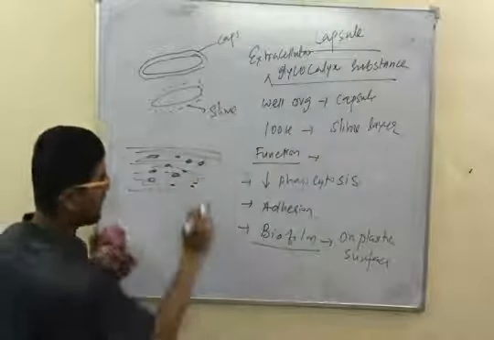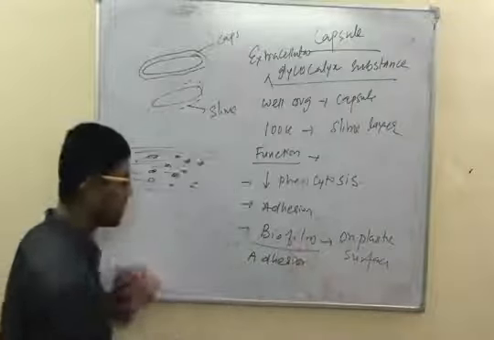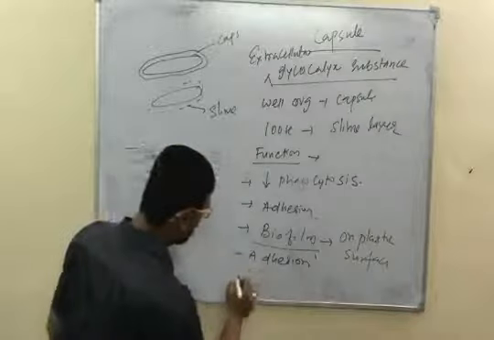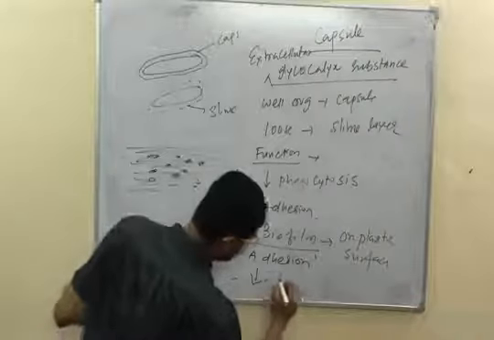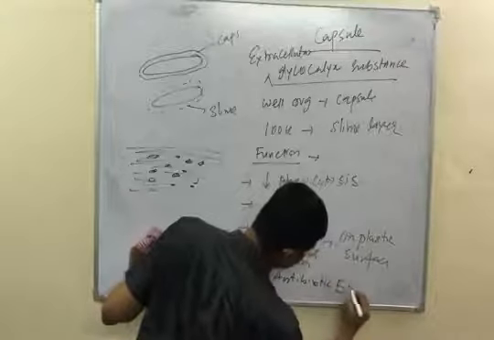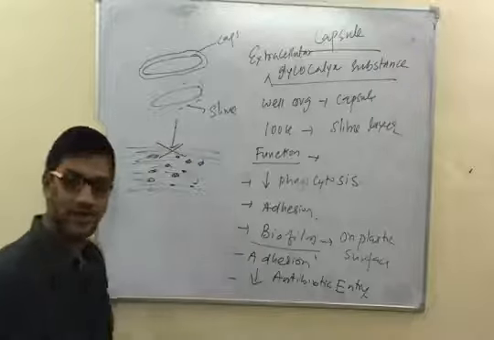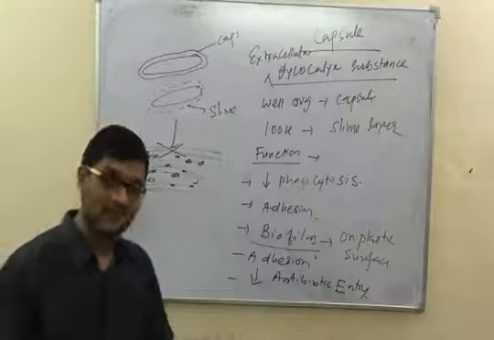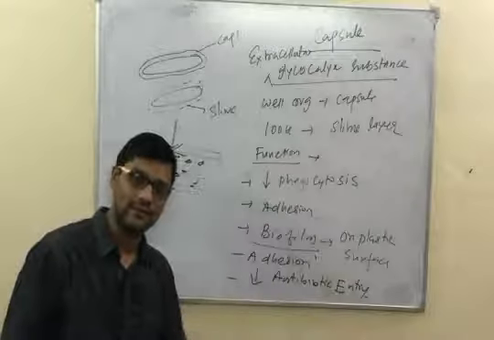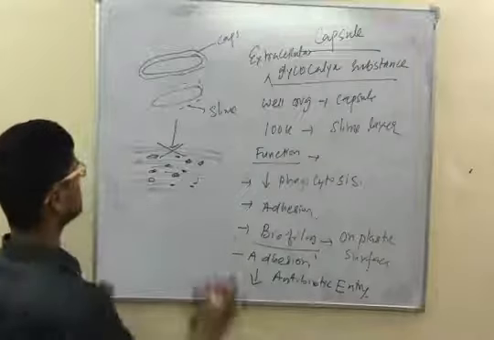This kind of biofilm helps in adhesion and invasion to the plastic surface. That is the first property, and also it prevents antibiotic entry. The antibiotics are not allowed to enter inside, and that leads to bacterial resistance. So it is one of the methods of bacterial drug resistance. Biofilm is another important function of the capsule.